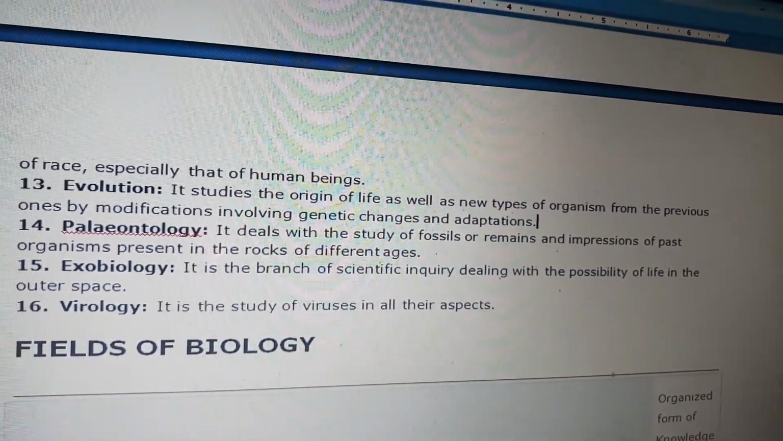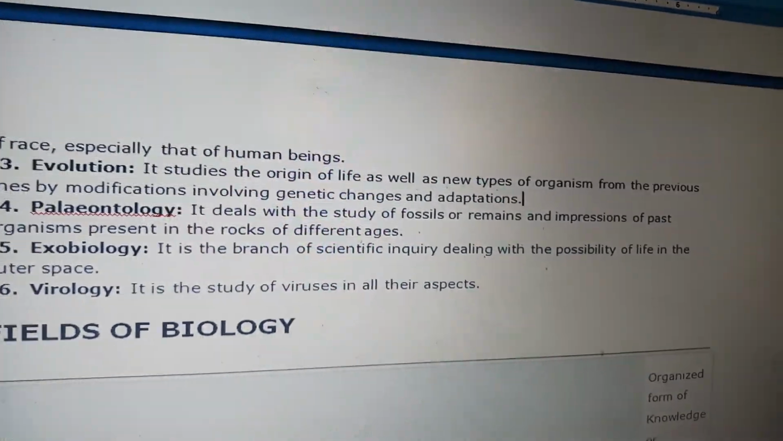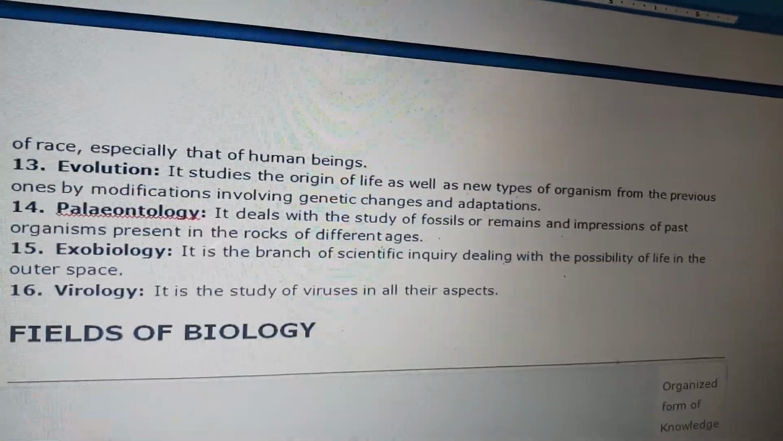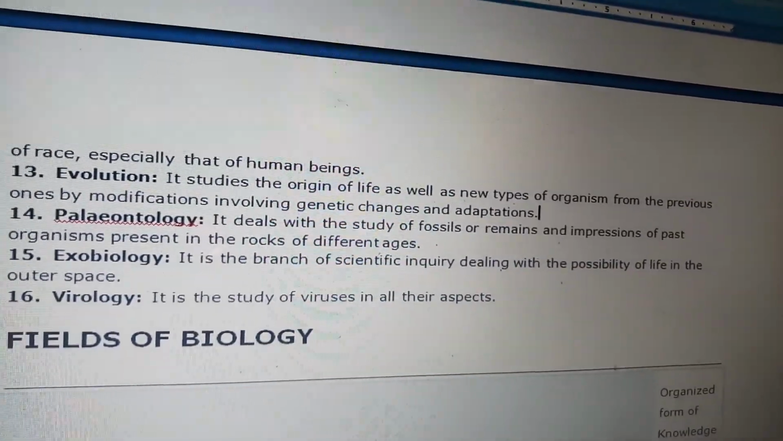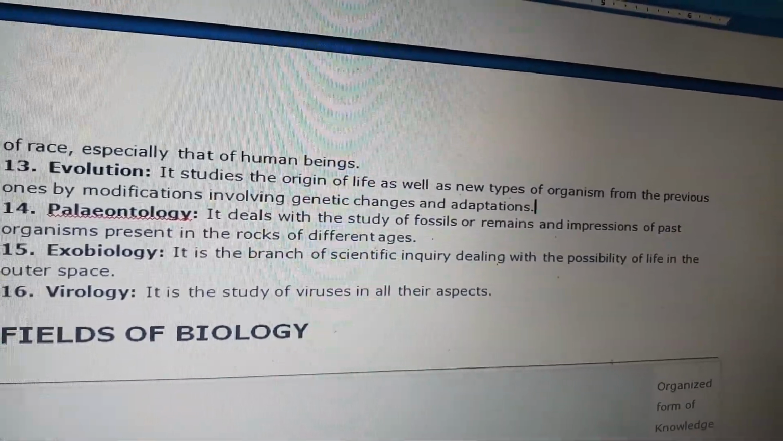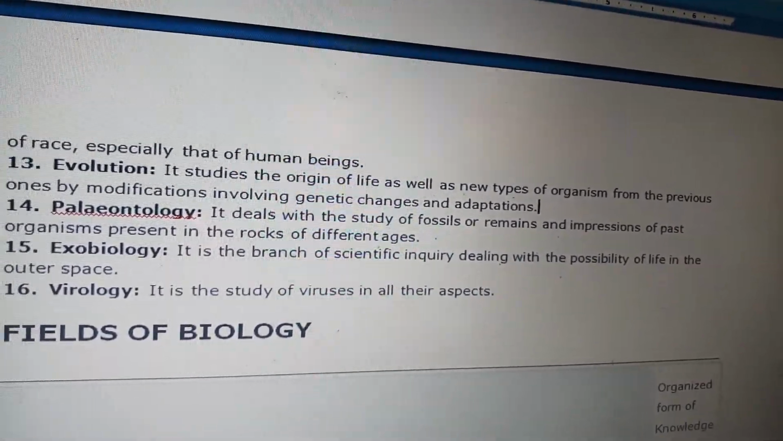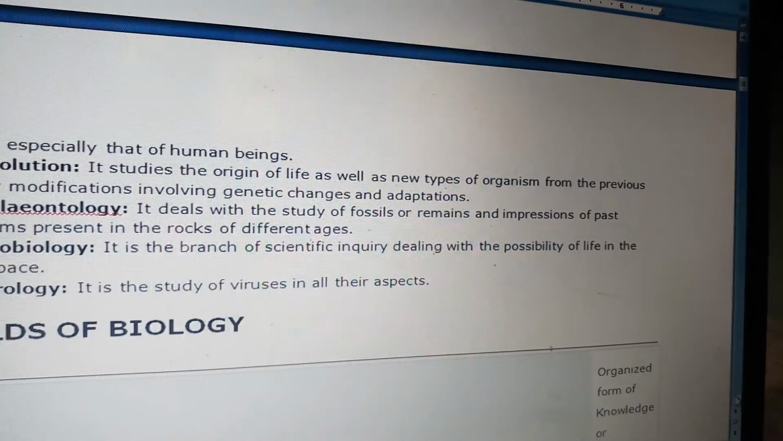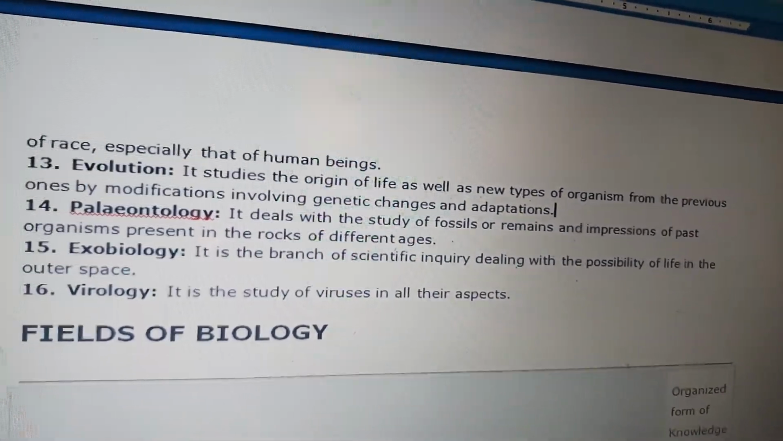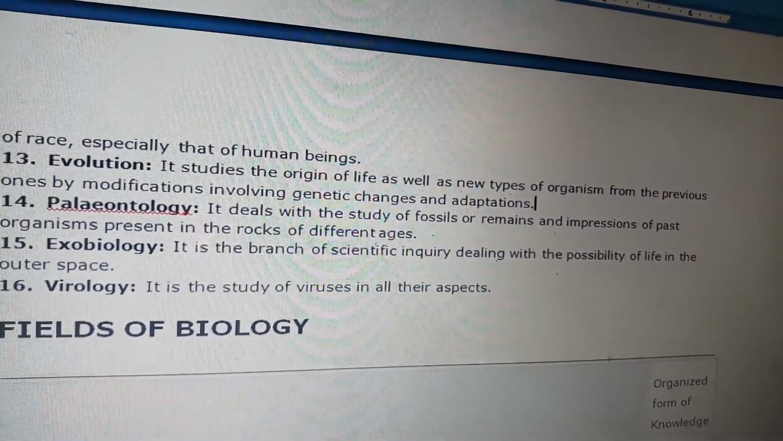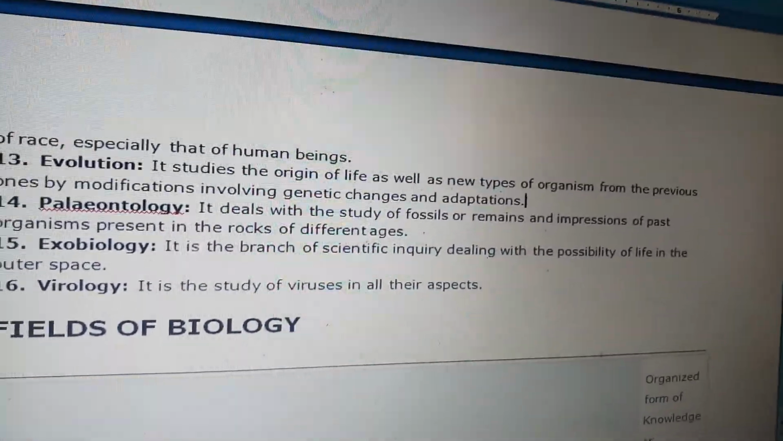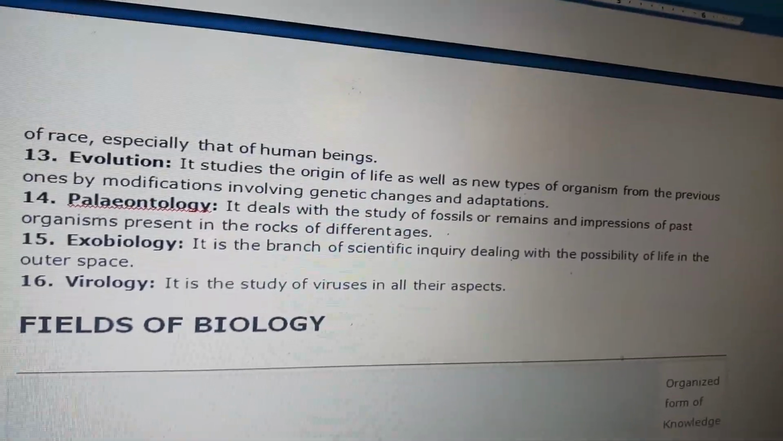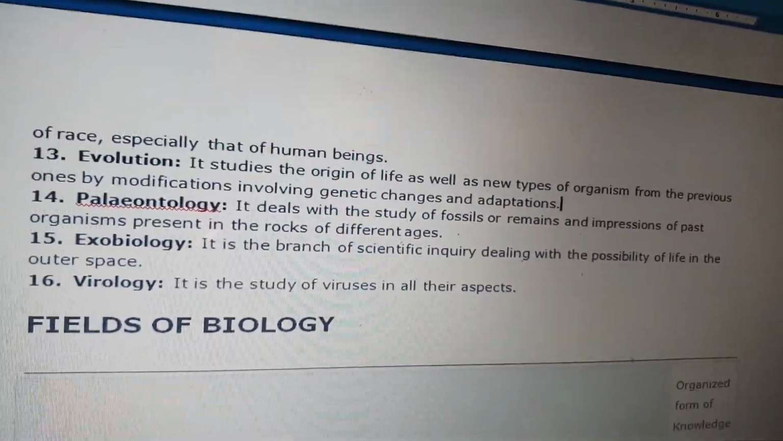Then another branch of biology is paleontology. It deals with the study of fossils, or remains and impressions of past organisms present in the rocks of different ages. So paleontology is nothing but the study of fossils. The remains and impressions of the past which are inside the earth's crust, below the rocks of different ages, are all studied. In a nutshell, fossils are studied under paleontology.